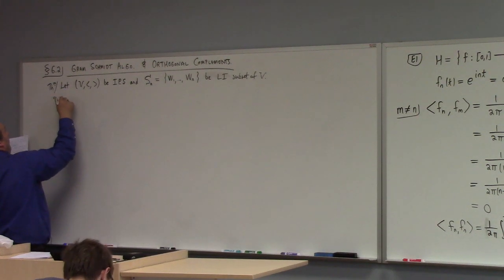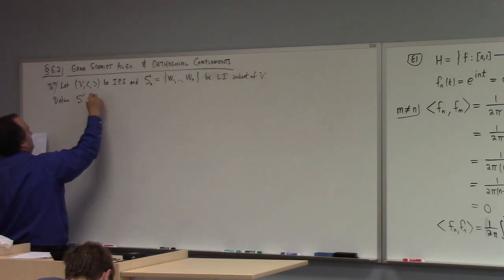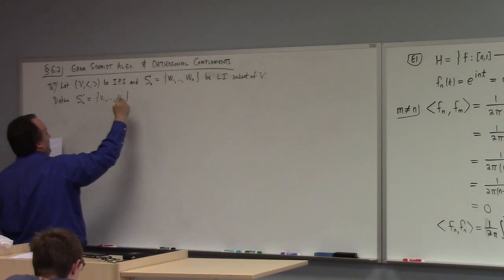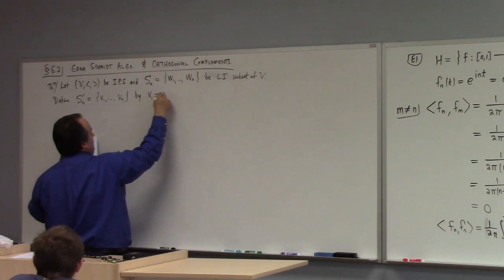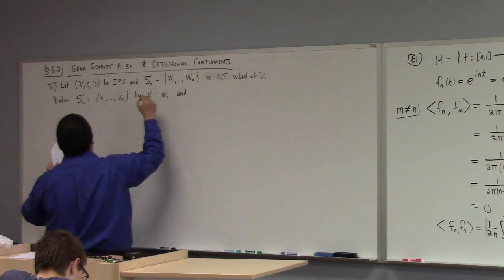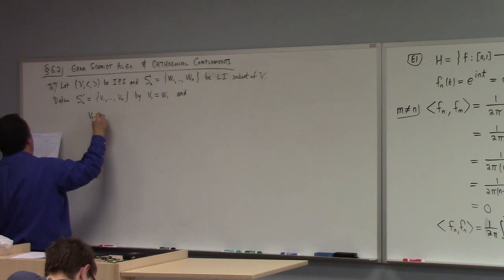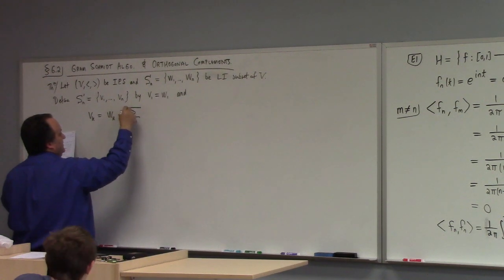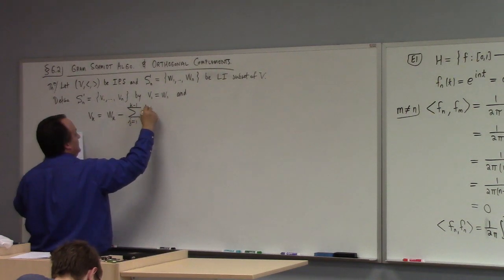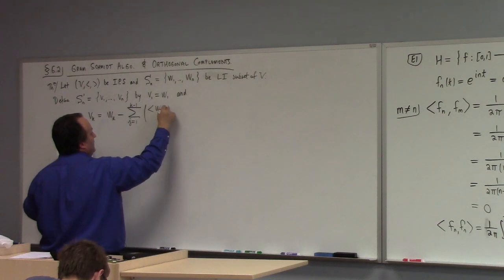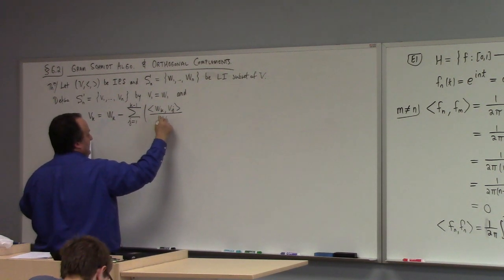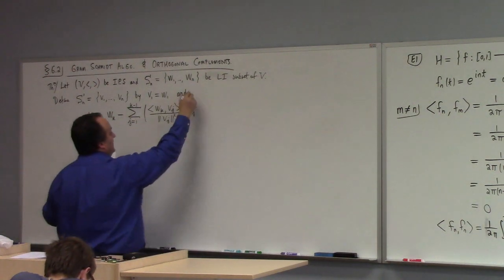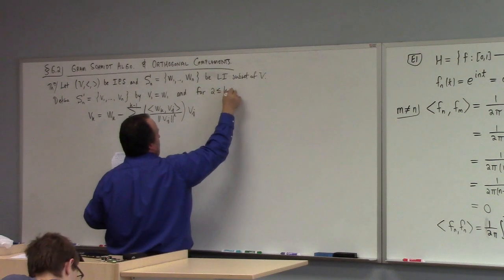Define S prime sub n equal to {v1, ..., vn} by v1 equals w1, and vk equals wk minus the sum, j equals 1 to k minus 1, of the inner product of wk with vj divided by the length of vj squared, all times vj, for 2 less than or equal to k less than or equal to n.